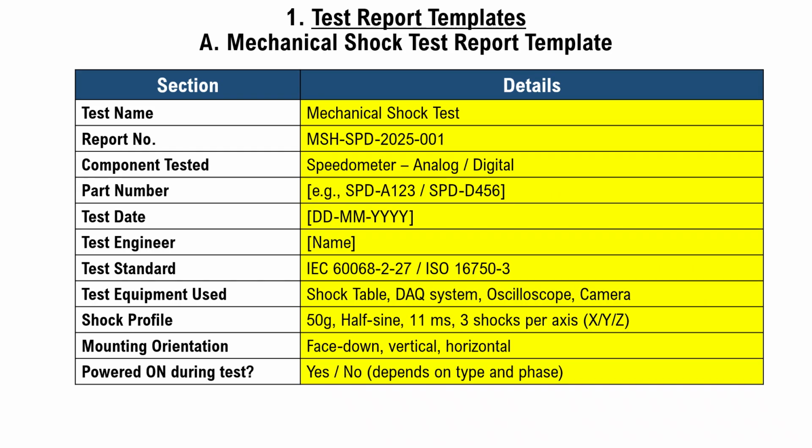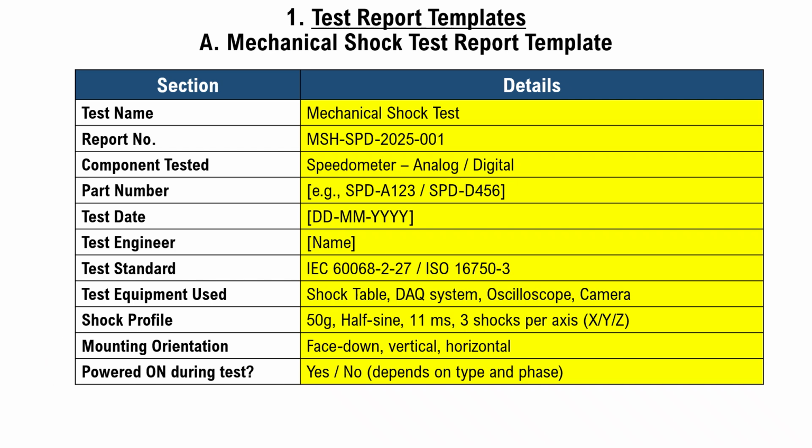Now, let us talk about test report templates. A mechanical shock test report template: Test name, mechanical shock test. Report number, component tested speedometer. Part number, test date, test engineer, test standard, etc. are all recorded. Test equipment used: shock table, DAQ system, oscilloscope, and camera. Shock profile: 50G, half sine, 11 milliseconds, 3 shocks per axis, that is X, Y, and Z. Mounting orientation: face down, vertical, and horizontal.